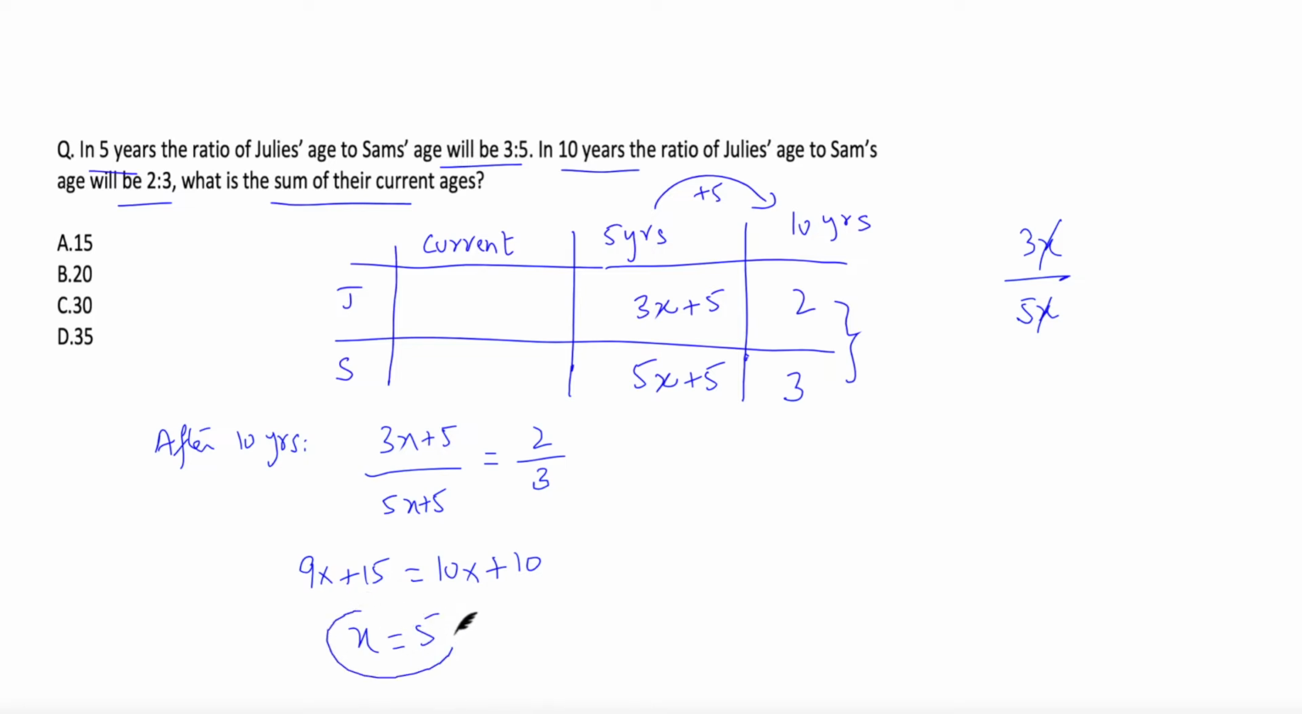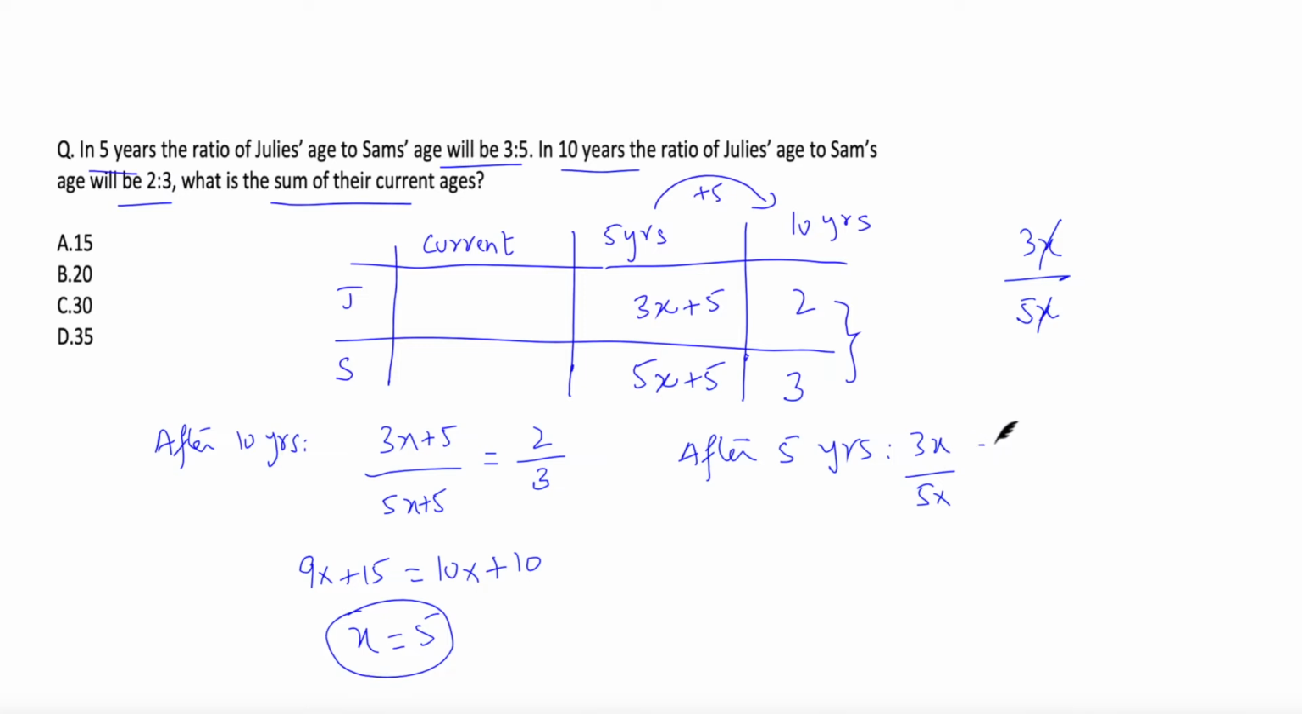So your multiple is basically this. That's it. Now you need to put this x over here and find out their ages after 5 years or 10 years. We know after 5 years, what were their ages? After 5 years, it was 3x and 5x.